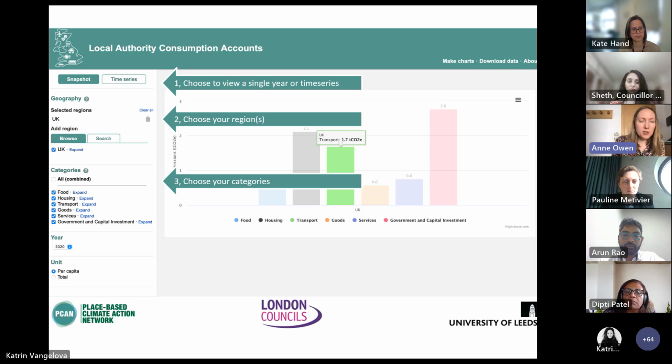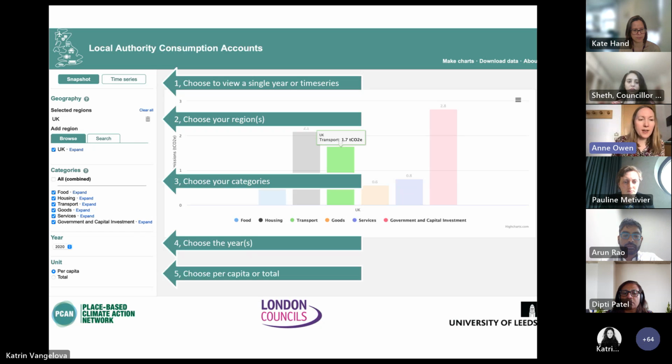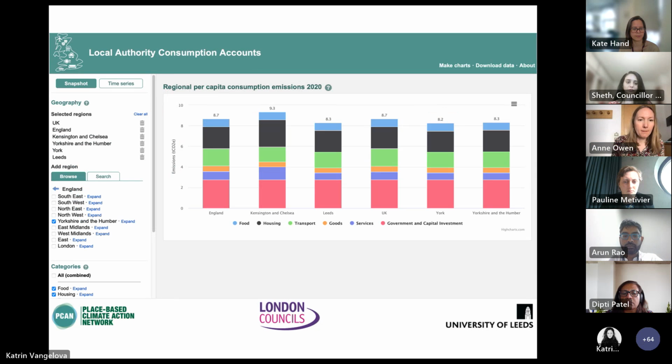Then you can choose what you want to look at, whether you want to look at all products, or whether you want to specifically focus on food, or whether within food you want to look at the difference between meat and vegetables. Next, you can choose which year. Obviously, everyone's very interested in 2020, but the data does exist from 2001 to 2020. And finally, you can choose whether you're looking at the emissions on a per capita or a total basis.